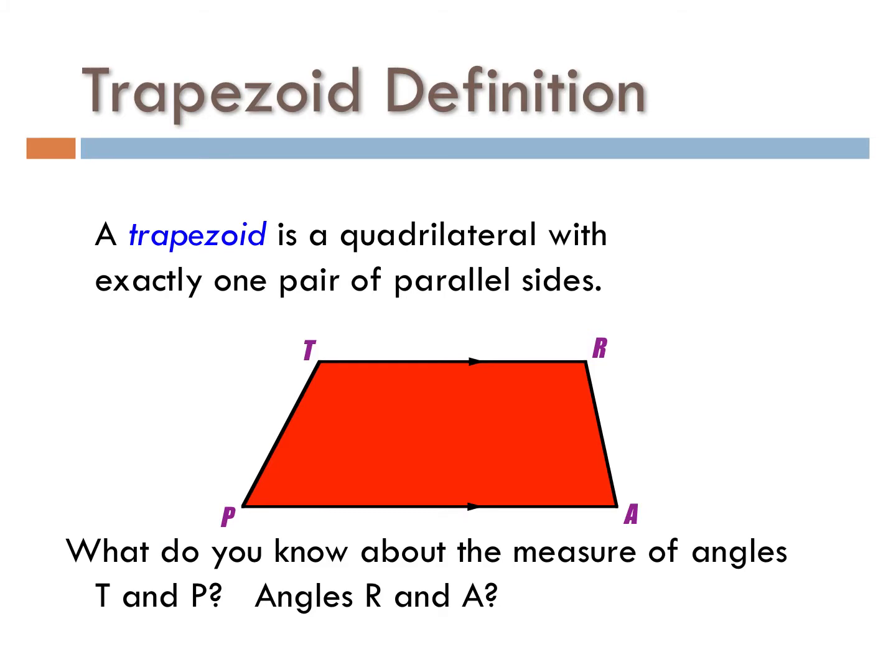All right, so let's define a trapezoid. A trapezoid is a quadrilateral, four sides with exactly one pair of parallel sides. What do you know about the measures of angle T and P? And then what do you know about the measures of angle R and A?